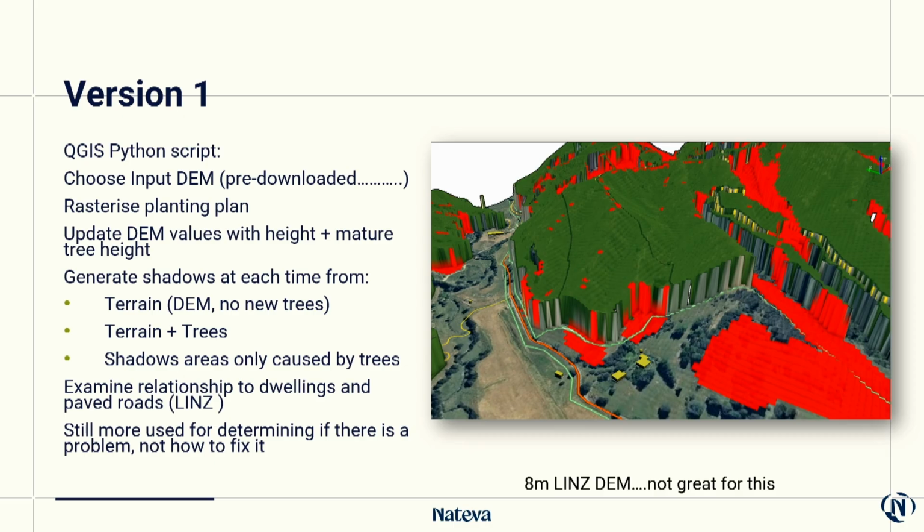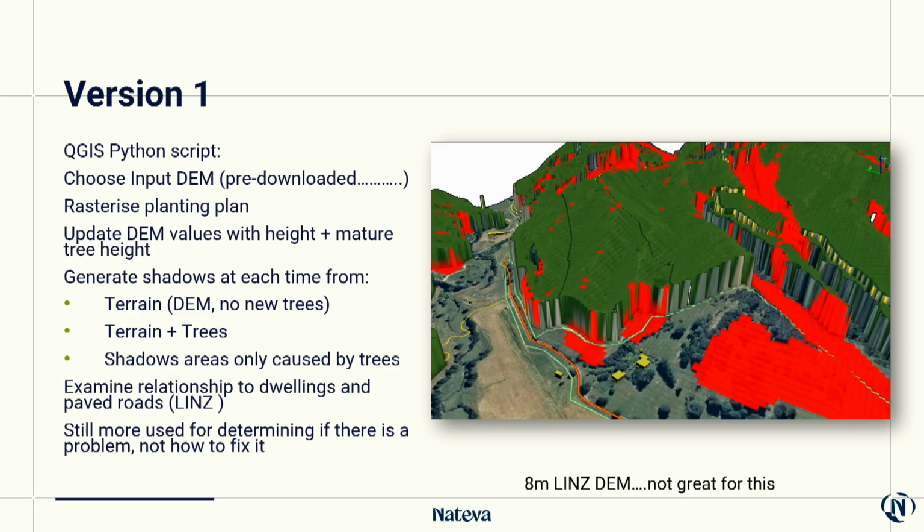So first version of that was in QGIS Python using a pre-downloaded DEM. In this particular location at that time, it was just using the New Zealand-wide 8-metre DEM. Not amazing for this, but it was a good start.